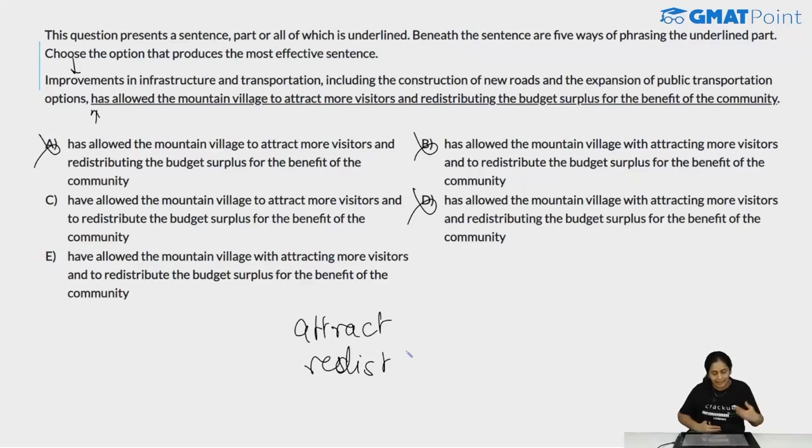So, between C and D, we see redistribute over here, but attracting over here and redistribute over here. Both of them should be either simple present or continuous. They can't be of different tenses. Another more important thing is that allowed should be followed by the preposition to. I am allowed to do this. I am not allowed with doing this. So, allowed here is followed by the preposition with, which is incorrect. So, you are allowed to attract more visitors and you are allowed to redistribute. So, C would be the right sentence. E is grammatically incorrect. So, the correct option to choose is option C.